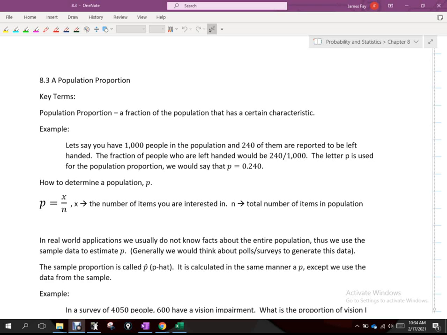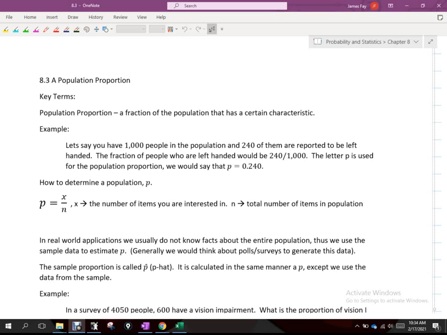This section is talking about population proportions and the confidence intervals that we make for population proportions. And this is not that difficult of an idea. If I tell you that there's 1,000 items in a population and 300 of them are right-handed, then what we have is a 30% right-handed population. Does that make sense? And a 70% left-handed population. That's basically what a population proportion is. It's a fraction of the population that has a certain characteristic.